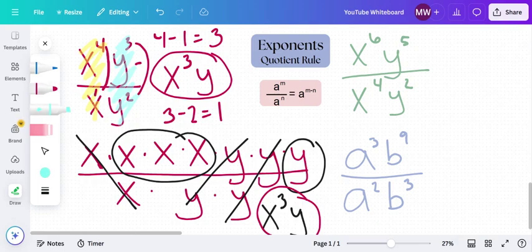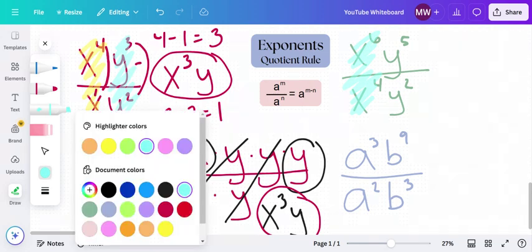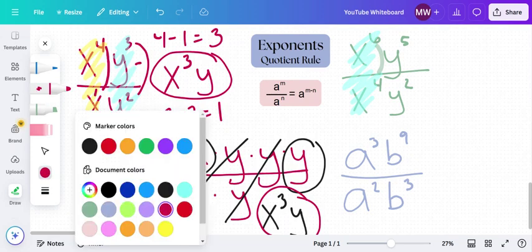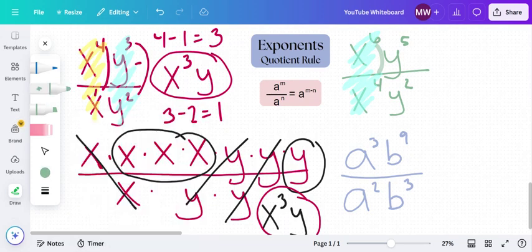So if I look at this example here, x to the sixth, y to the fifth, over x to the fourth, y to the second. First, I'm going to worry about my x's. So x to the sixth over x to the fourth, my quotient rule tells me I should just subtract 6 minus 4, which gets me 2. So my new exponent for x is going to be 2.